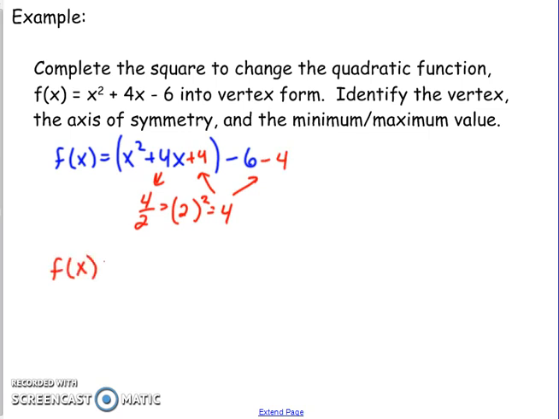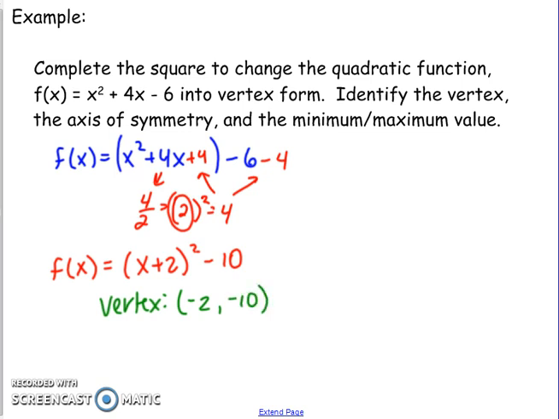So f of x equals x plus 2, because of that 2, squared, and on the outside we have minus 10. So our vertex is going to be the opposite of h, so negative 2, negative 10. The axis of symmetry is going to be x equals the x value, so negative 2. Since our a value is 1, we know this has a minimum, and it's a minimum at the y value, so it's a minimum at negative 10.